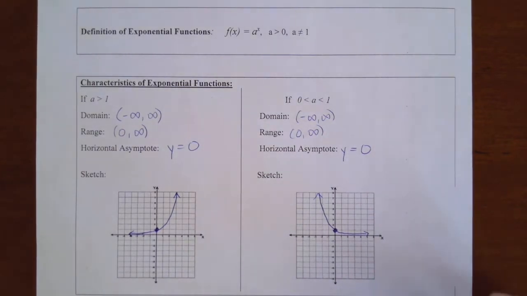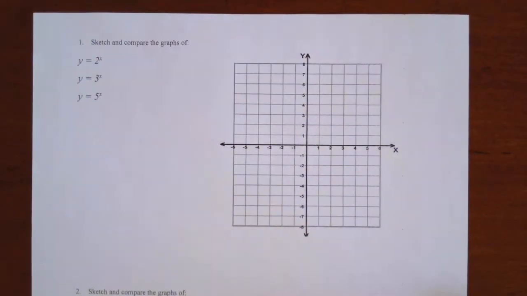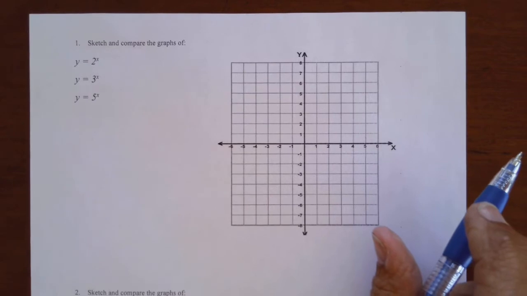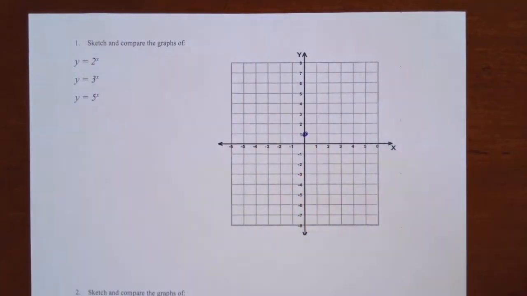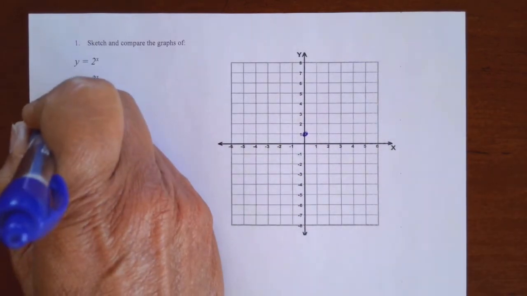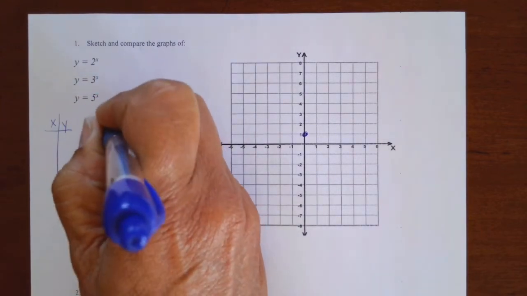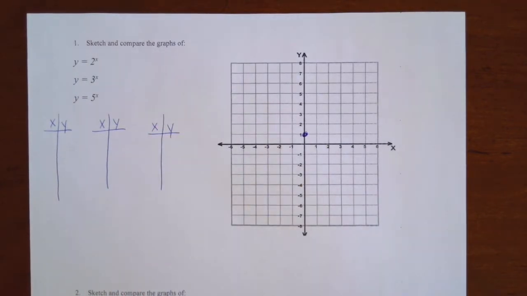Okay. All right, so let's look at the sketches of a couple just so you can kind of see how similar they actually are. So sketch and compare the graphs of y equals 2 to the x, 3 to the x, and 5 to the x. Okay, so if we're going to look at those, again, every single one of those graphs are going to go through the point (0, 1). So I'm going to look at a table over here for each of these. Now you can put these in on your calculator and you can do the same thing. I just want to talk about these so that you can see where they're coming from.